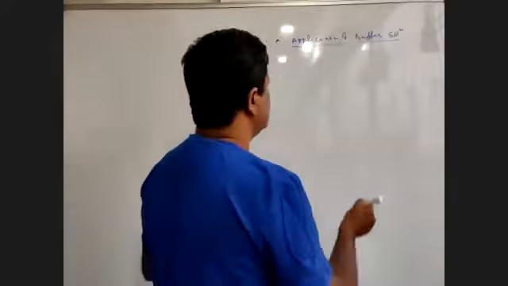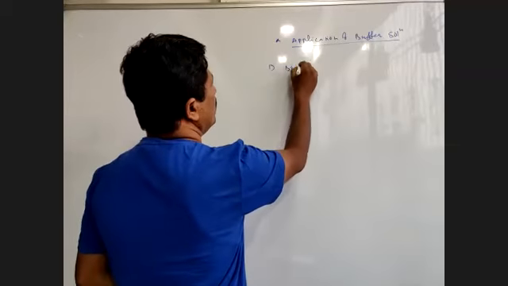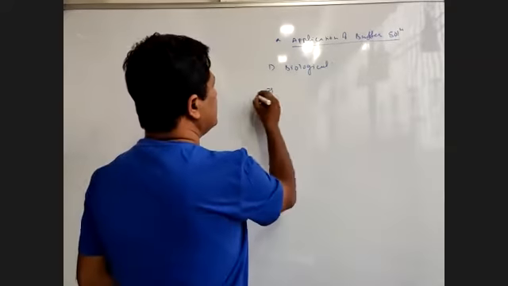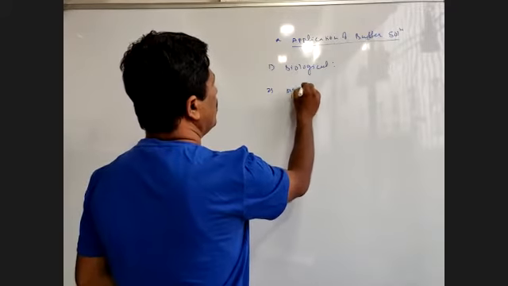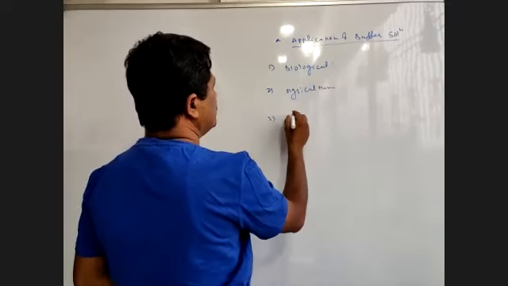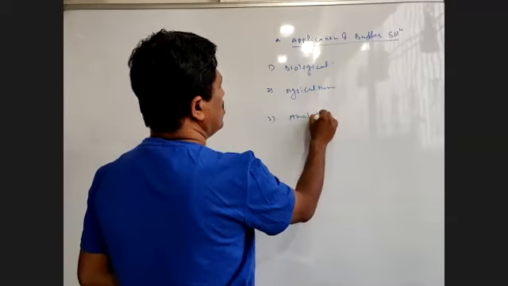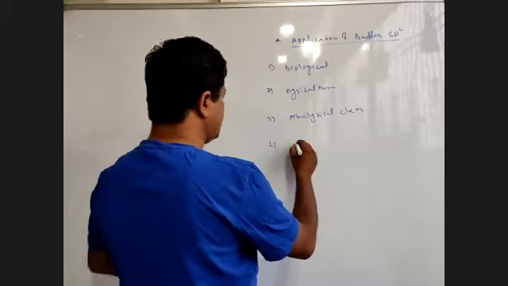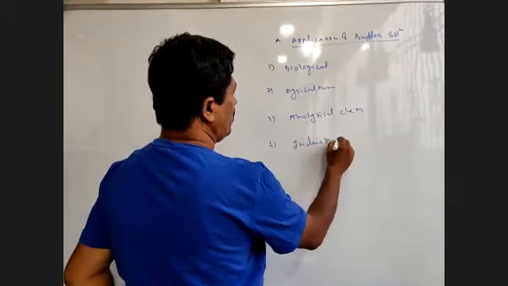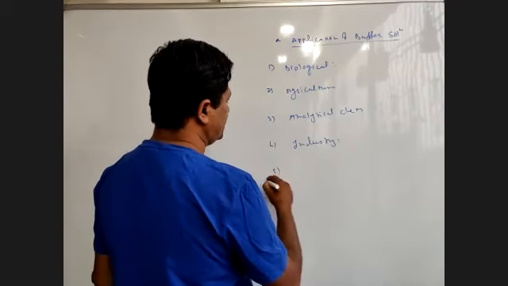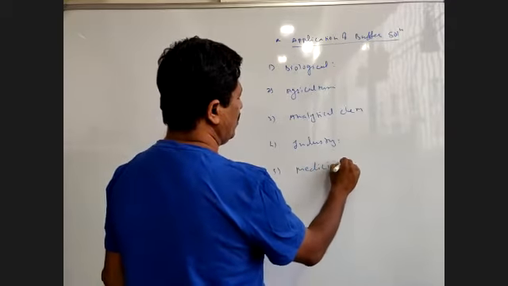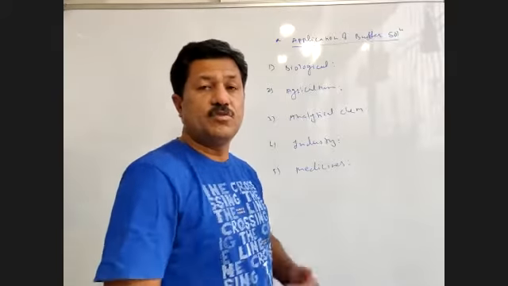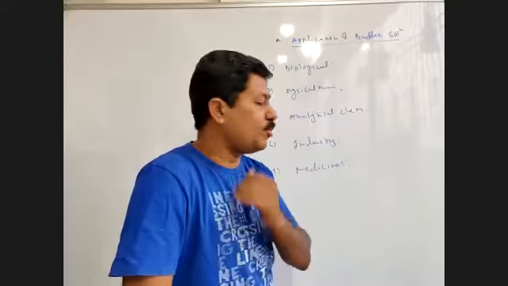Number one is biological process. Next is agriculture. Next is analytical chemistry. Next is industry, and fifth one is medicines. So these are the different fields where this buffer solution is of immense importance.